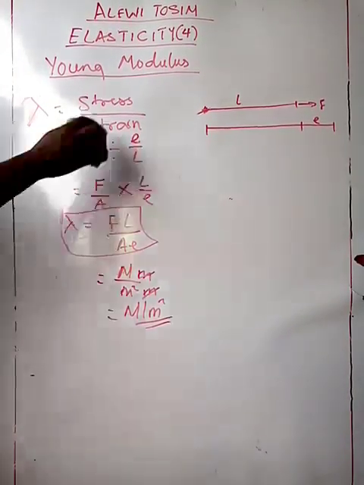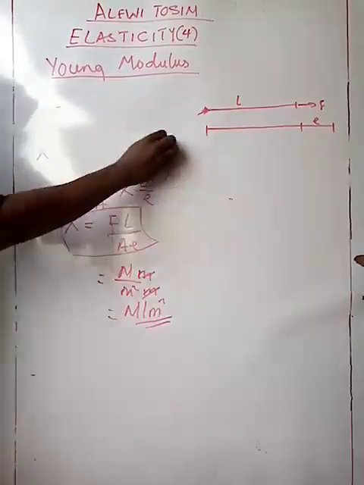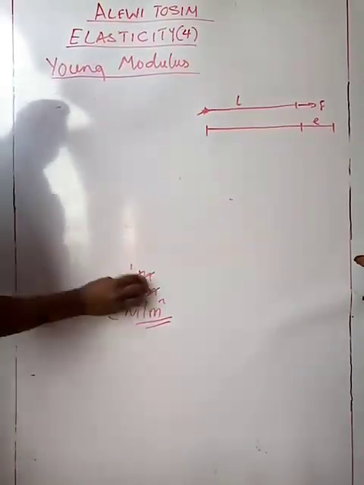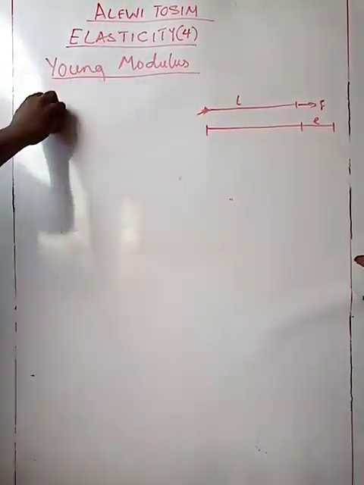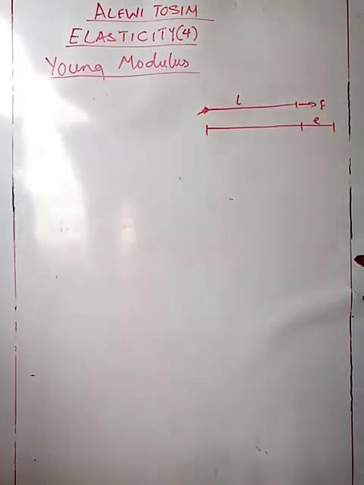Now, at this point, let me bring our attention to something. While I was taking Hooke's law, I said that Hooke's law states that, provided the elastic limit of an elastic material is not exceeded, the extension e of the elastic material is directly proportional to the applied force or load.